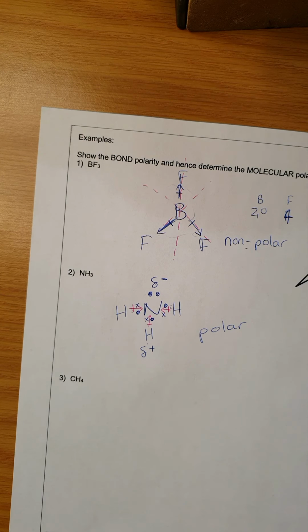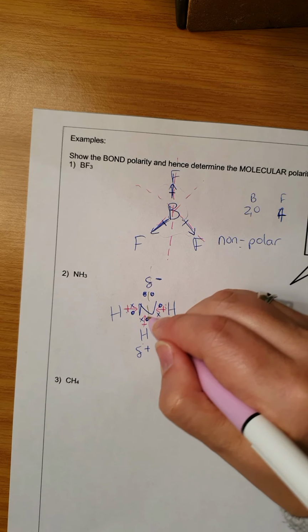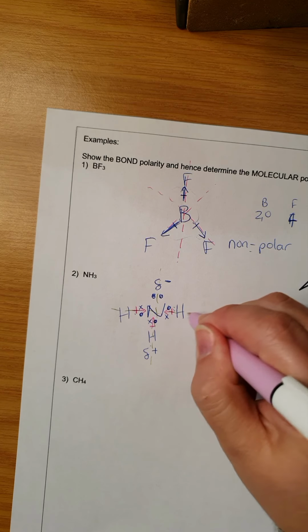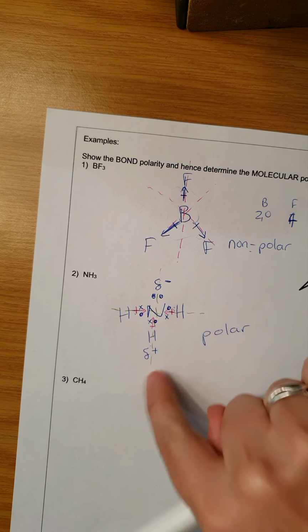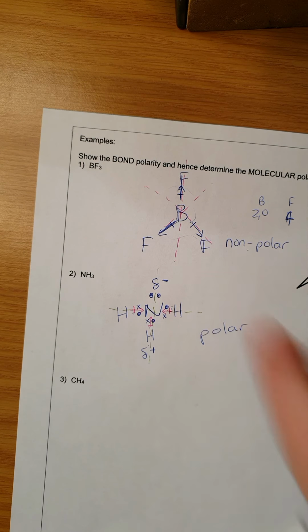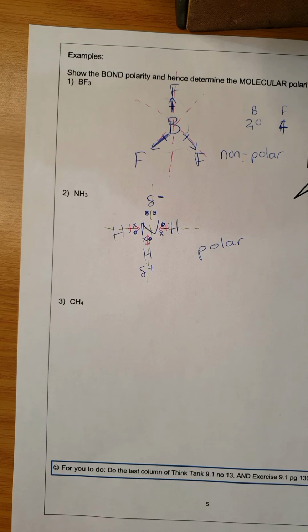Again, let's take a look at the symmetry. Is it symmetrical? If I do that, I fold it on. Yes, I can fold it. But if I did this, can you see how I have a hydrogen here and a lone pair there? I won't be able to fold it in half. It is not symmetrical, so it is polar.